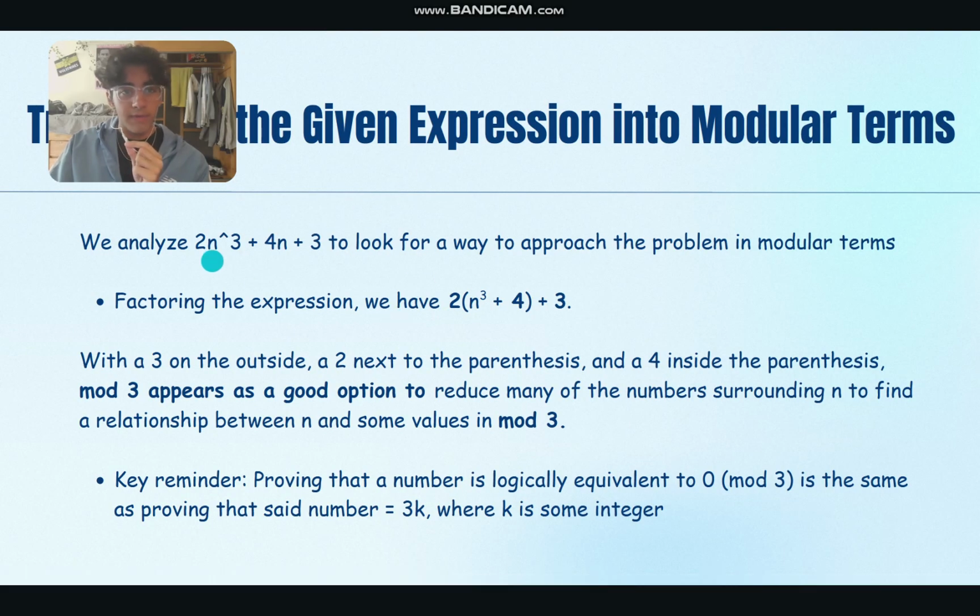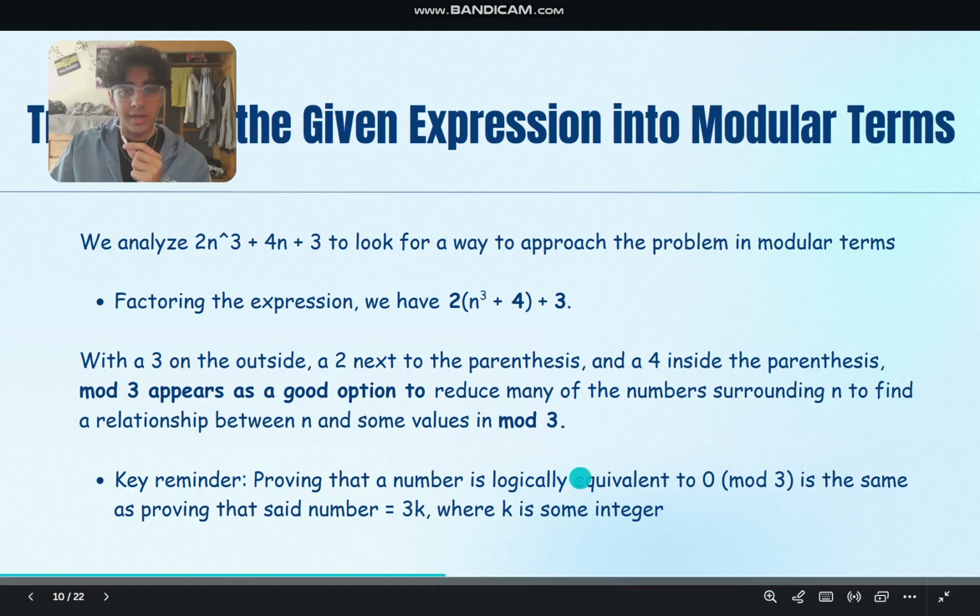When we actually look at factoring this entire expression, we have 2 times n cubed plus 4n plus 3, and as we see 2, 4, and 3 going into -1, 1, and 0 in mod 3, this supports our idea even from before that mod 3 is a good option to reduce a lot of these numbers and get them into something different.